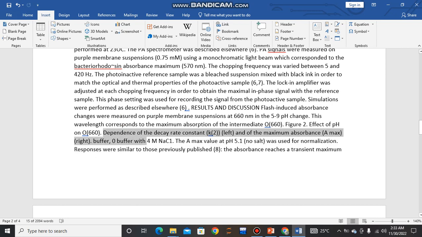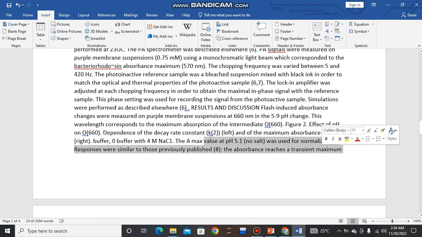Buffer with 4 molar NaCl. The A max value at pH 5.1, no salt, was used for the normalization. Responses were similar to those previously published. The absorbance reaches a transient maximum.